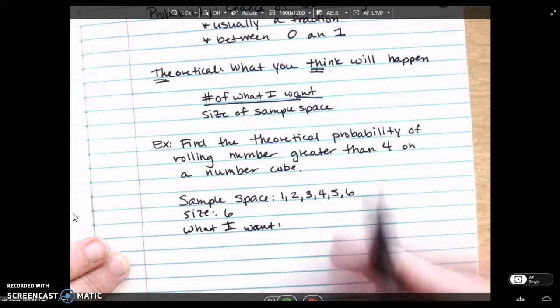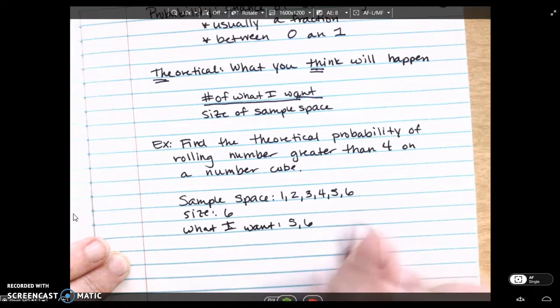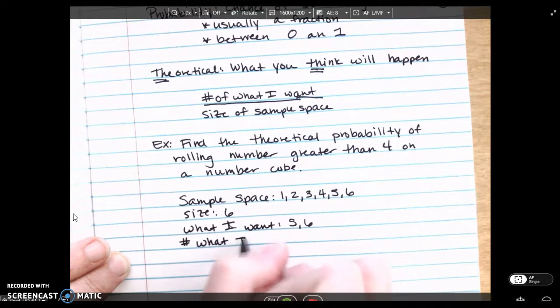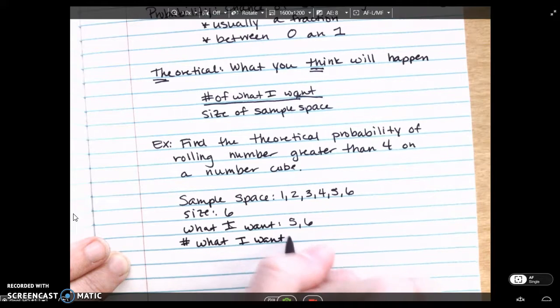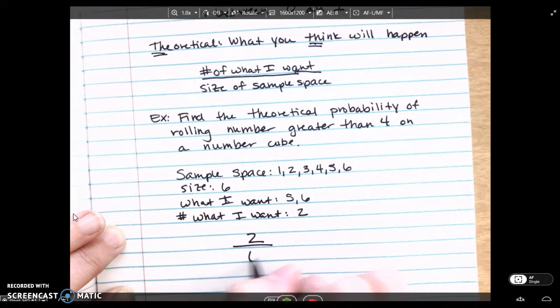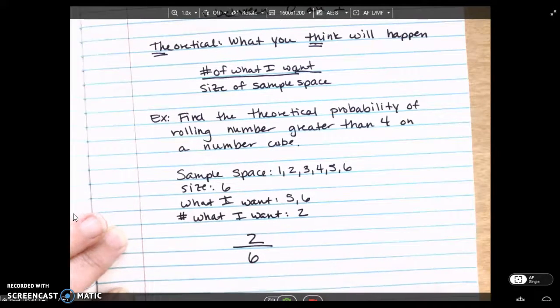Let's take a look at your list. What numbers are greater than 4? I see 5, I see 6. The number of what you want. There's 2 things there. So your probability is 2/6. And there you go.